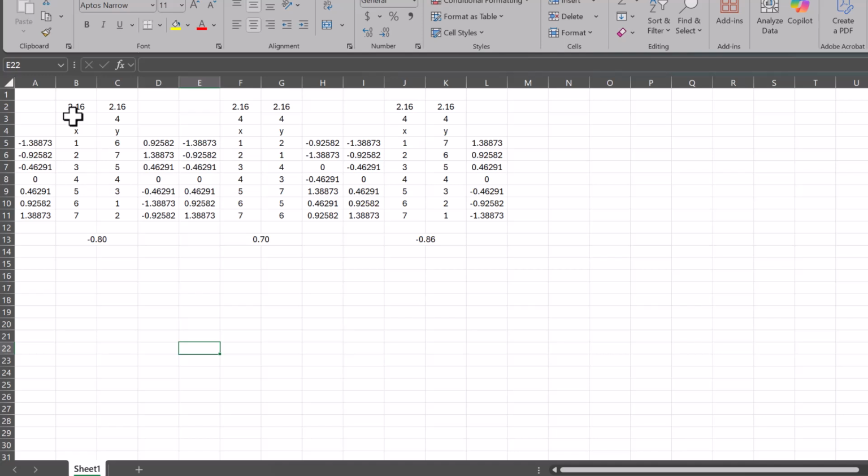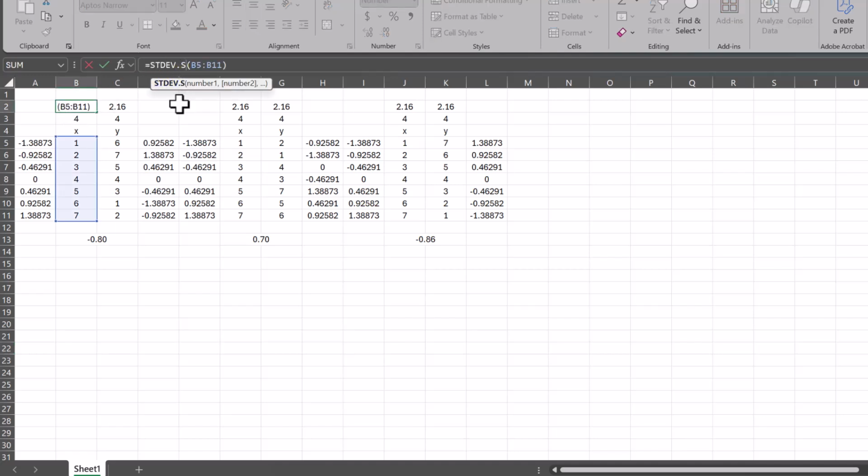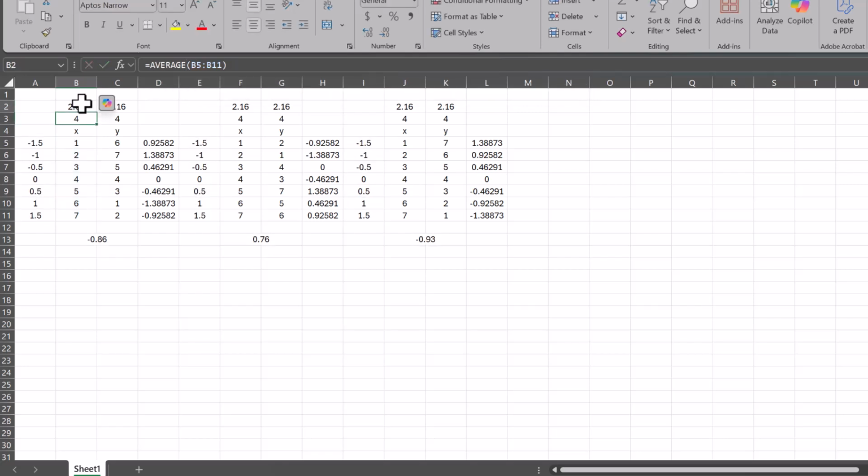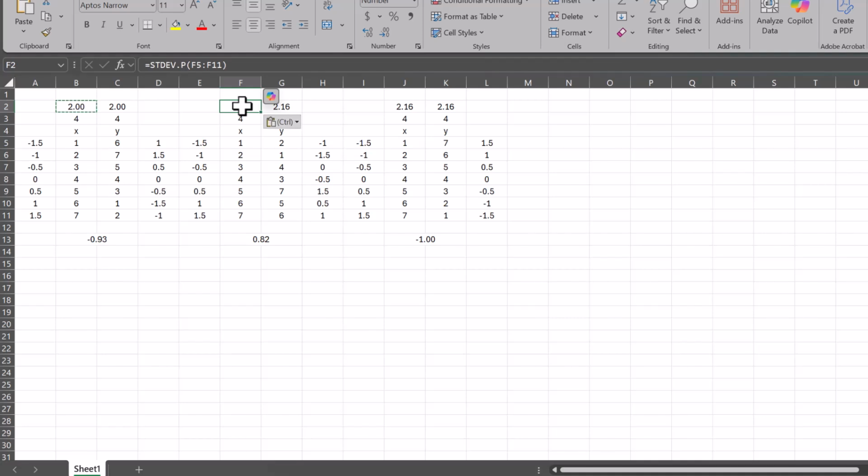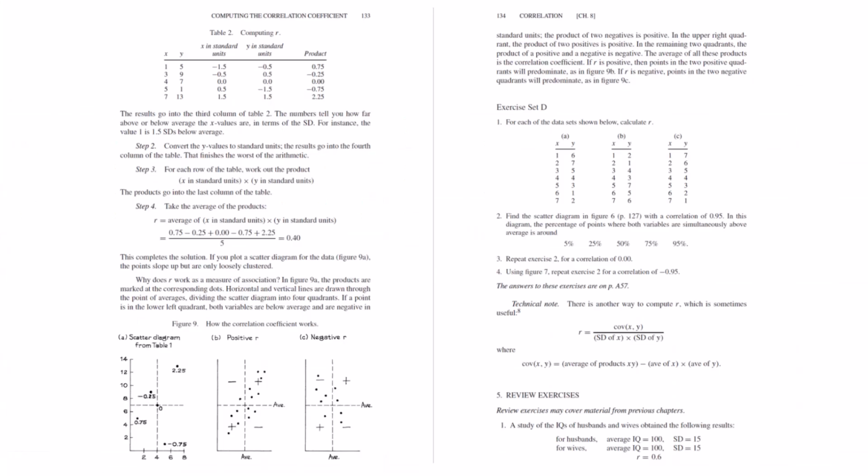Okay, and I actually need to change this. The standard deviation should be the population standard deviation. It's slightly different. We'll learn about the difference between the sample and population standard deviation later. So let me change this. Okay, so there's the correlation coefficients: minus 0.93, 0.82, minus 1.